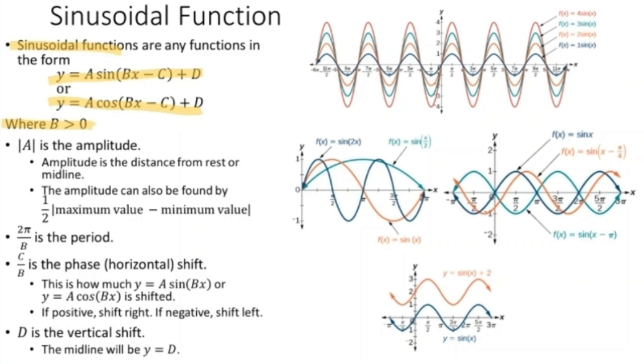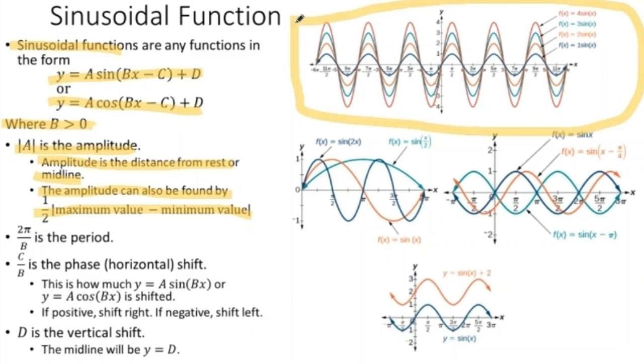Now, throughout, we are going to assume that b is greater than or equal to 0. And thanks to even-odd properties, this can always occur just by applying the appropriate property for the appropriate function. Now, our properties are as follows. The absolute value of a is referred to as the amplitude. The amplitude is the distance from rest, or what we're going to call the midline. The amplitude can also be found by using this little formula of 1/2 times the absolute value of the maximum value of our function minus the minimum value of our function.